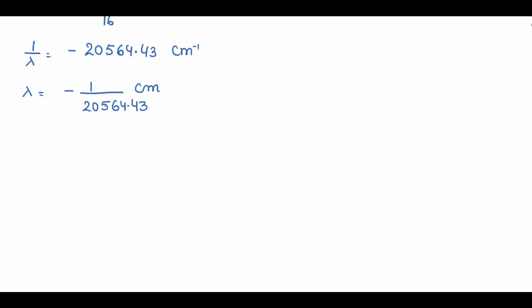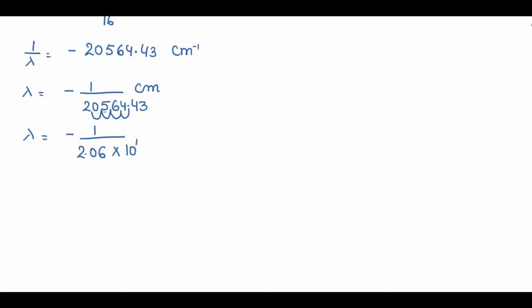So now I'll take this value 20,564.43 in terms of scientific notation. What I'll do, I'll simply displace this decimal by 4 digits, because there should be only one non-zero digit on the left side of the decimal. So lambda will be minus 1 by 2.0. Now I just want to round off this value. To round off this value up to 5, I'll see the next digit after 5. It is 6, that is more than 5, so definitely I'll increase 5 by 1. So it will be 2.06 into, now I am displacing the decimal by 4 digits.